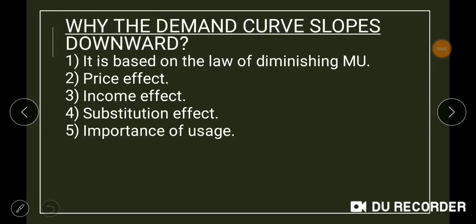Why does the demand curve slope downward? The slope of the demand curve can be explained by the following factors. Number 1, it is based on the law of diminishing marginal utility, which states that when the consumer consumes more and more units of a particular commodity, the marginal utility derived from that good continues to decline. So, a consumer will buy more units of that good only if the price of the commodity falls.